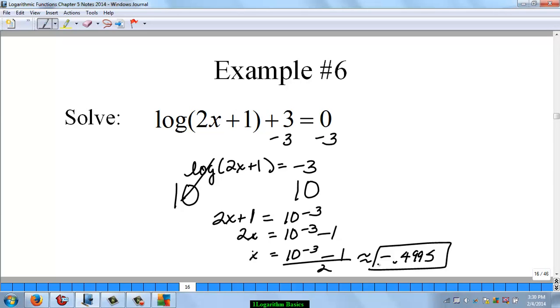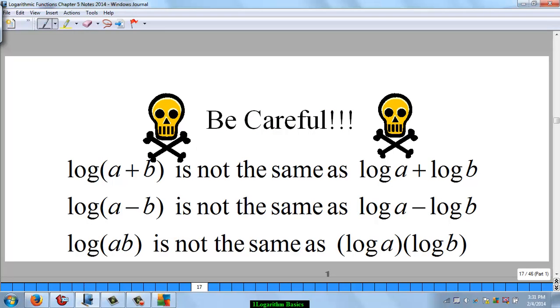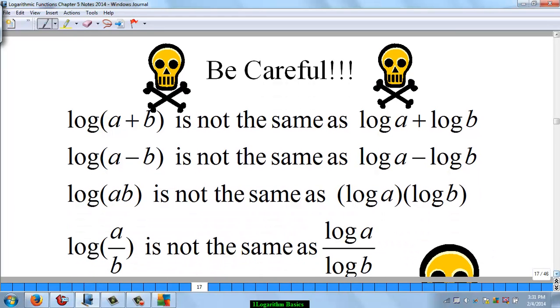All right? Oh, skull and crossbones. This is my be careful page, and I'm almost afraid to put this down, but I have to show this to you. If you have a log and you have a plus inside or even a minus, it's not the same as pulling it apart. You have to have multiplication and division. So here's multiplication and division. If I have log AB, it's not the same as saying log A times log B. This is the same thing as saying log A plus log B, because it's multiplication.